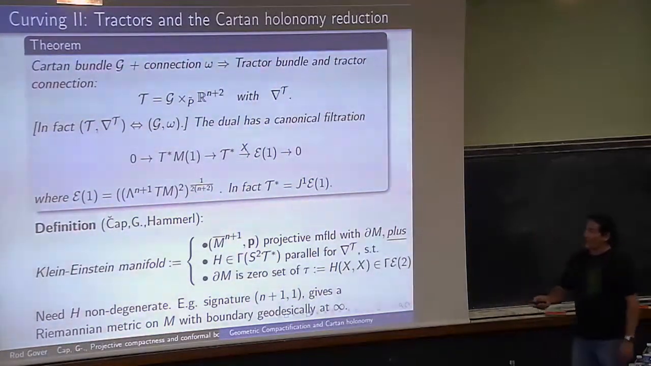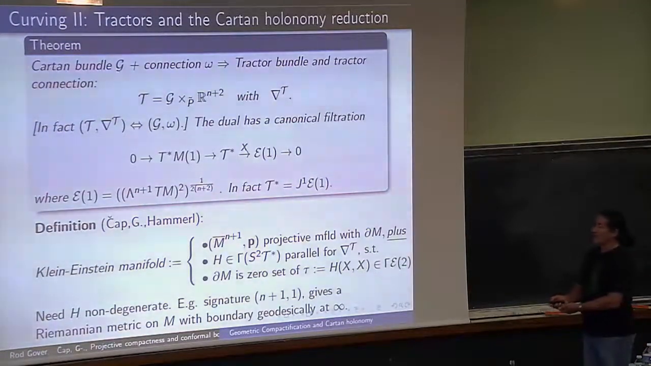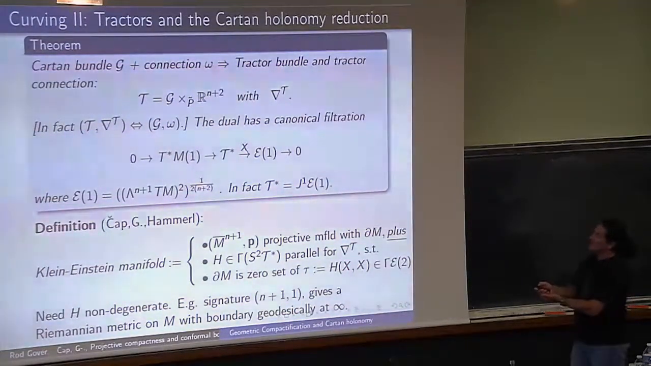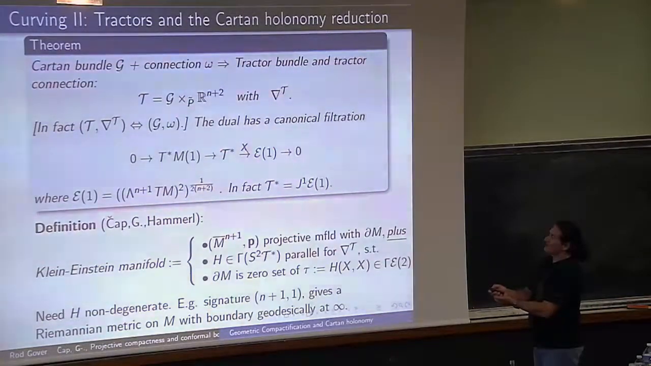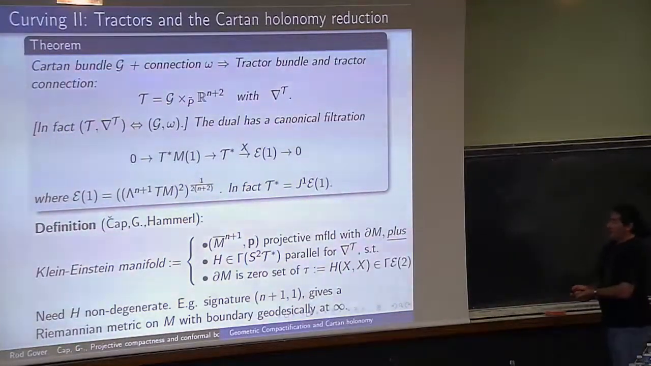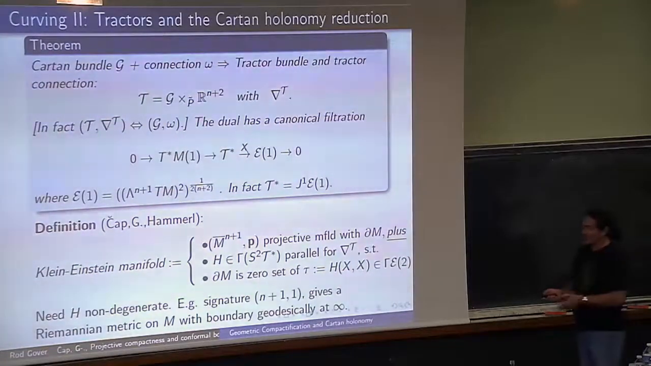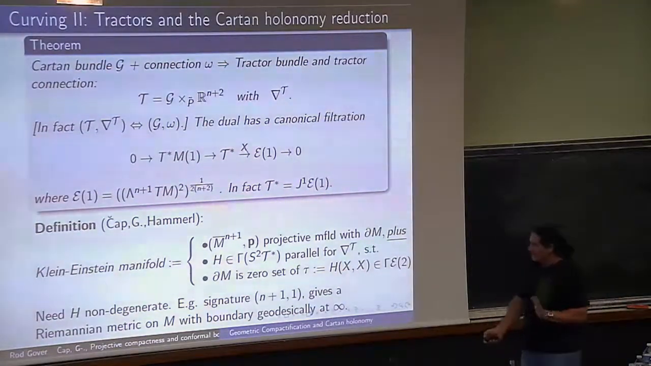And then if we want to make this Klein-Einstein, we insist that the boundary is the zero set for something that looks a lot like that quadratic polynomial that we had in the model. So what is x here? In the model, it was standard coordinates on R^(n+3). But here, x is this canonical projector that projects from the tractor bundle to the densities. So you think of it as a tractor itself of weight 1, and you feed it into the metric, and that gives you a density of weight 2. Okay, so you ask the boundary be the zero locus for that, and that's a sensible thing to do, as I will explain.